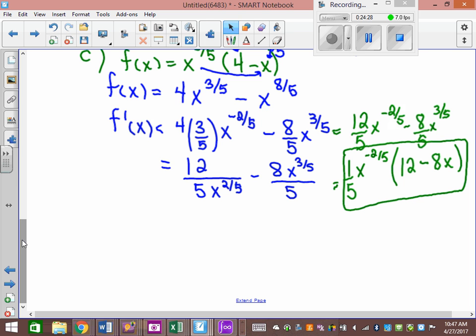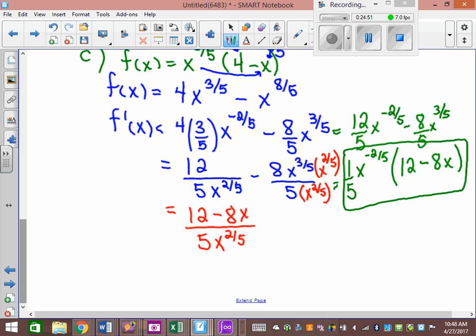If not, you could have gotten a common denominator as well. You could times this by x to the 2/5 and this by x to the 2/5. And you're going to get 12 minus 8. X to the 3/5 times x to the 2/5 is x to the 5/5, which is just x over 5 x to the 2/5, which is actually the exact same thing, correct? Because I could move that x to the negative 2/5 to the bottom. So this would be the same as 12 minus 8x, and then 5x to the 2/5. They're actually the exact same answer.